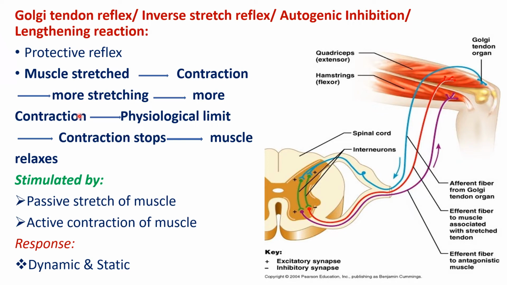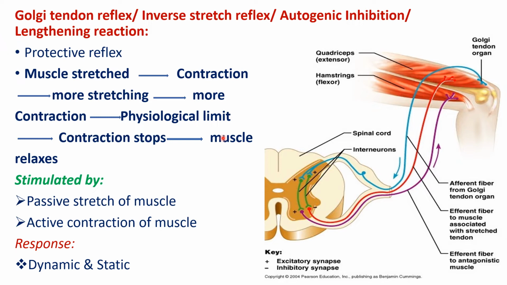But then there is a limit. There is a physiological limit beyond which the muscle cannot contract further, because if it contracts beyond that point, the muscle is going to get avulsed from its origin or insertion. So the body has developed such that immediately when the contraction goes beyond that physiological limit, the contraction stops and the muscle relaxes. This response is called the Golgi tendon reflex.